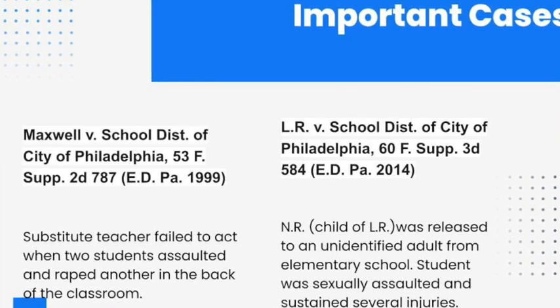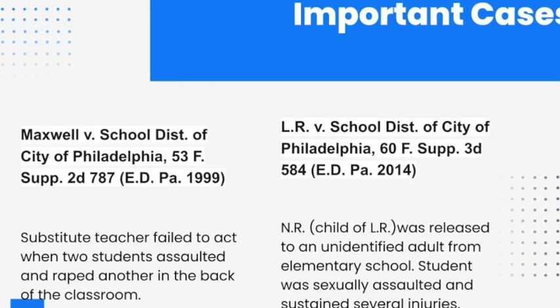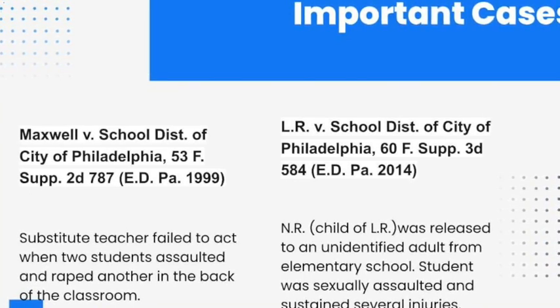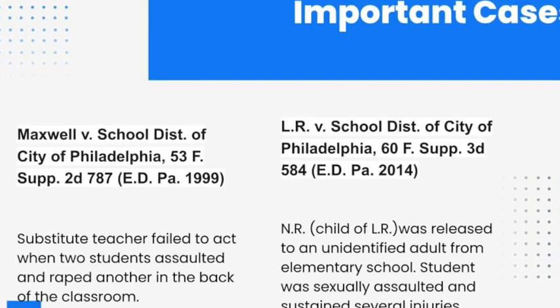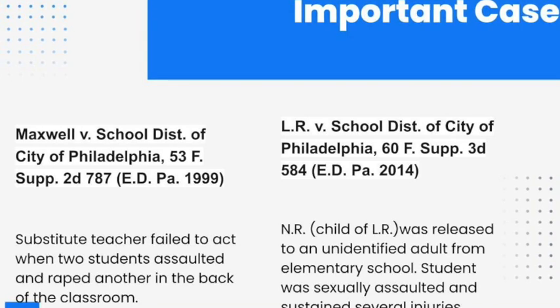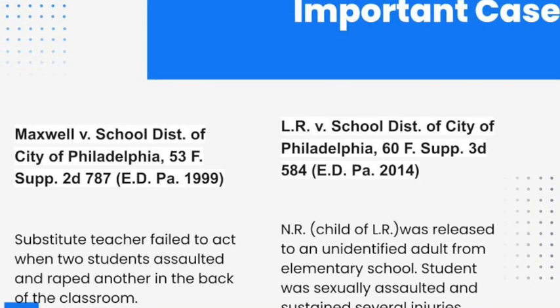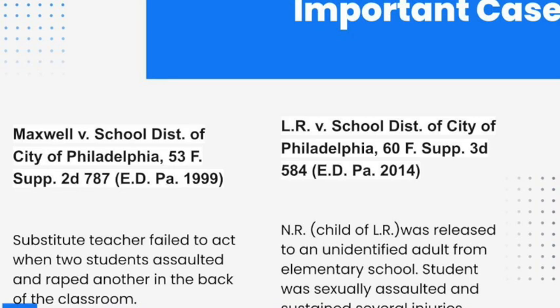The second case, LR versus the School District of the City of Philadelphia, NR who is the child of LR, was released to an unidentified adult from her elementary school. Student was sexually assaulted and sustained several injuries. The court said that the district failed to properly train the staff and students in school policies, which led to the students' injuries and assault.